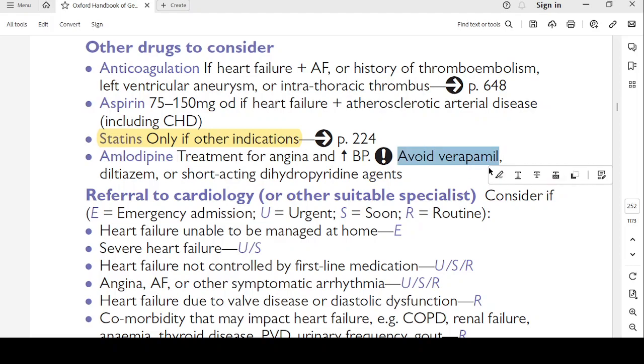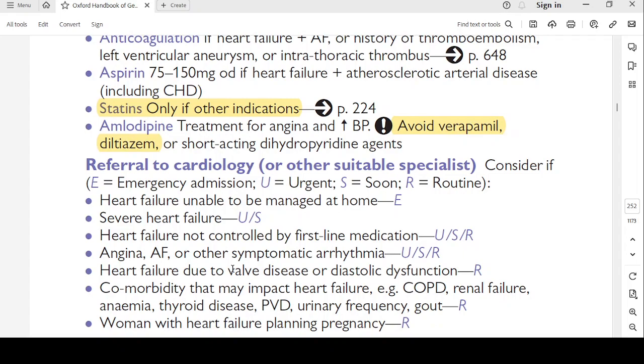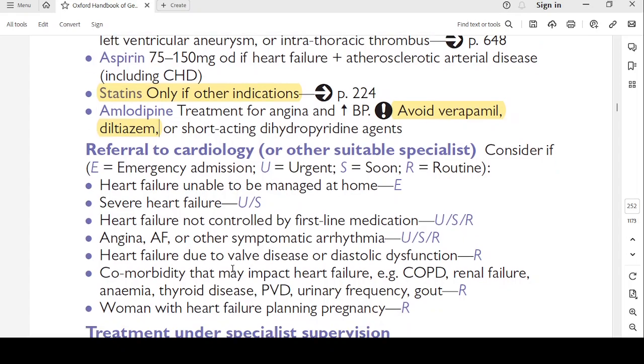So in heart failure, avoid verapamil and diltiazem as they are both negatively chronotropic, means they decrease the heart rate, or short-acting dihydropyridine agents.